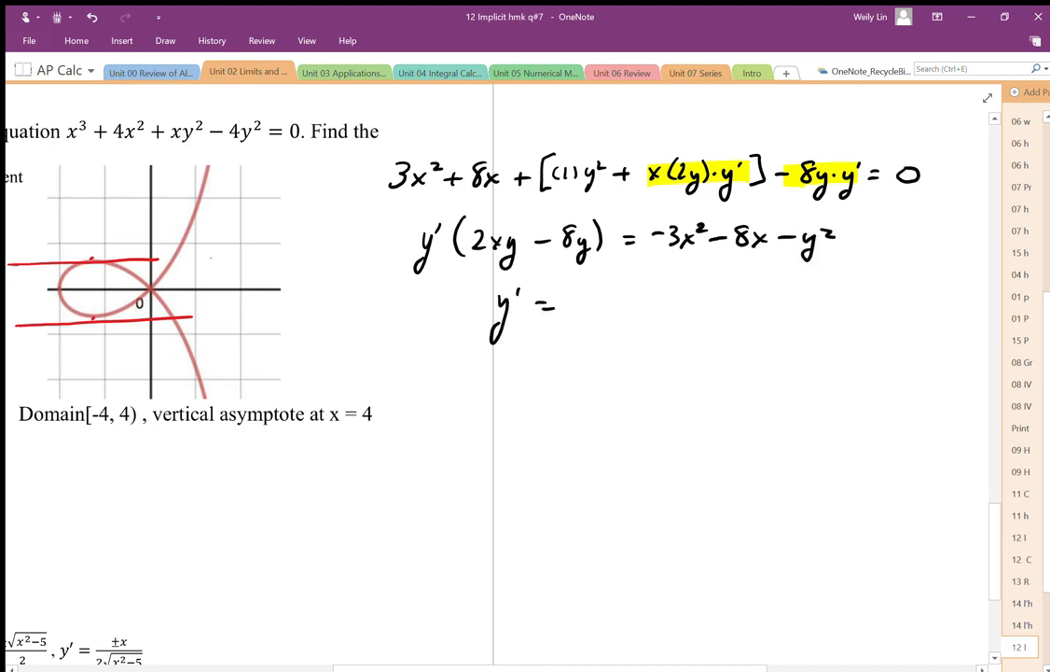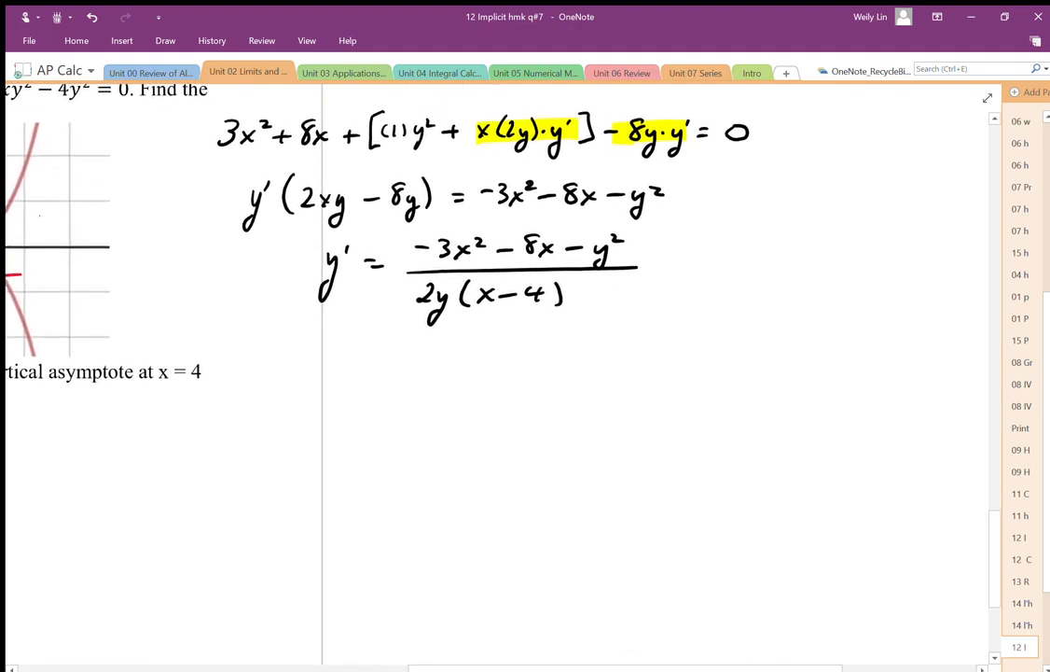Solving for y prime, we get negative 3x squared minus 8x minus y squared, all divided by, and I'm going to factor out the common factor of 2y, and I'm left with x minus 4. Okay, so I have a divisor here, so I need to make sure I state my restrictions. y is not equal to 0, x is not equal to 4. And then I'm looking for where the derivative is equal to 0, so I make this equal to 0, and there's my equation which I want to solve.